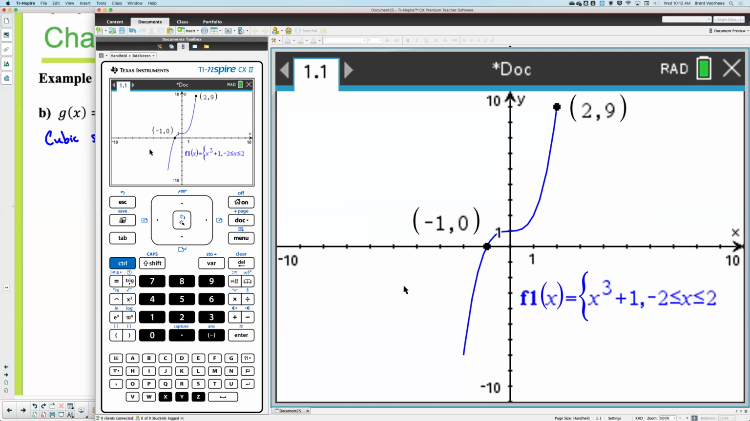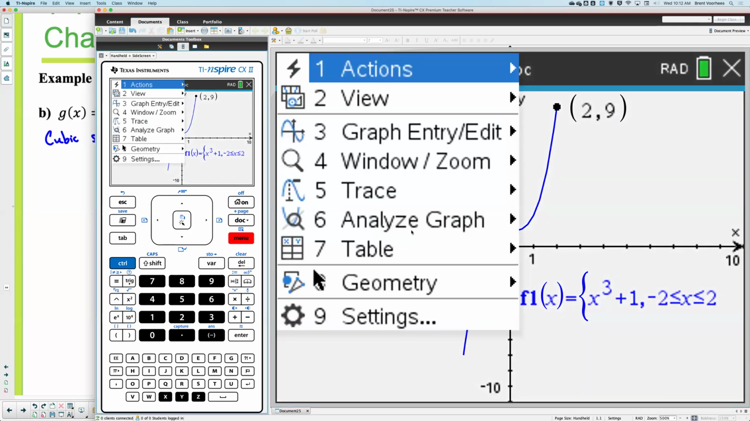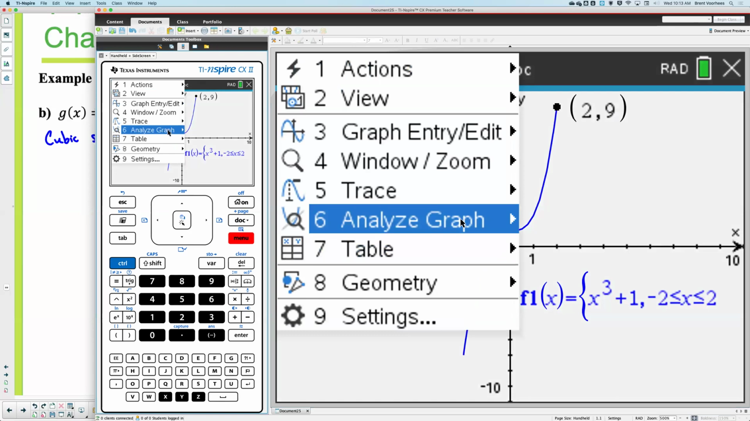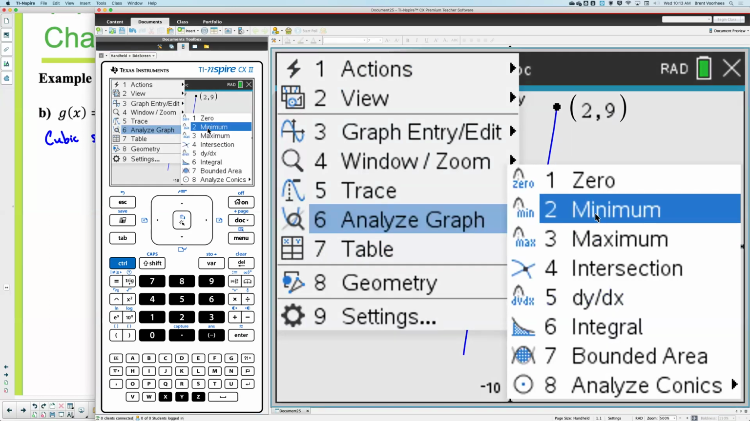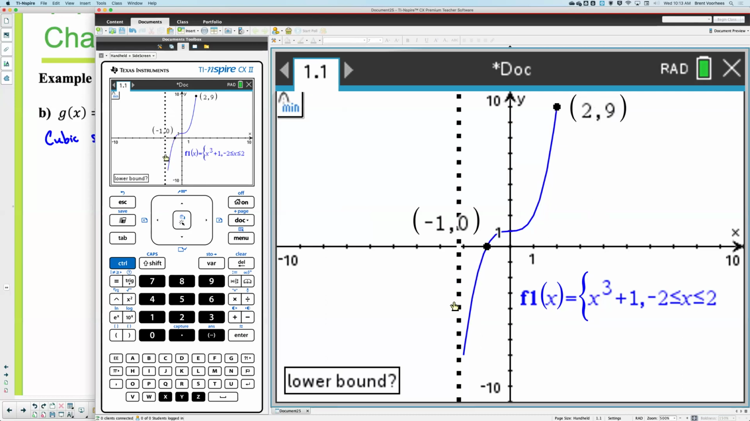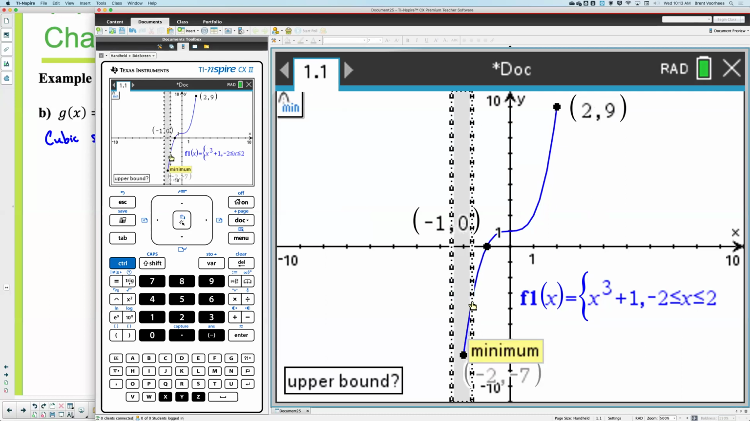Do I have a minimum? Does this graph have a minimum? Yes, it does. Menu, analyze graph. This time we choose minimum. Oh, I didn't realize the order was off. Minimum came first. Okay, let's do minimum. This right here is a minimum, and you can cross over and you see there's no minimum there at the inflection point.